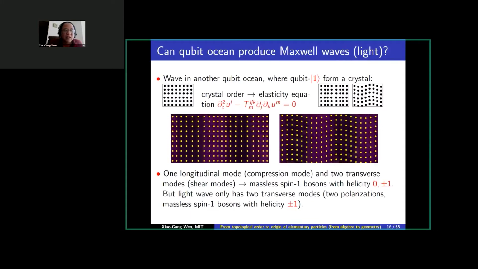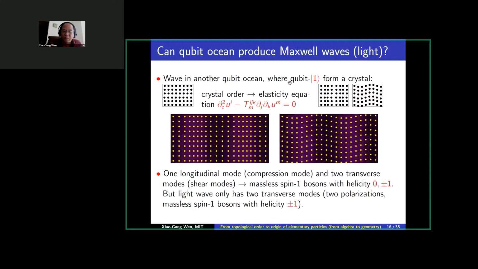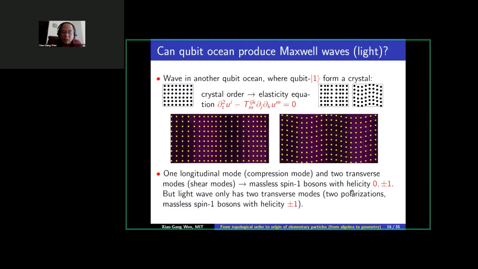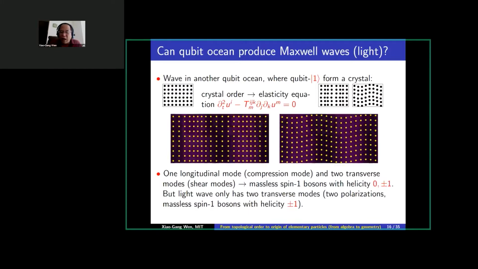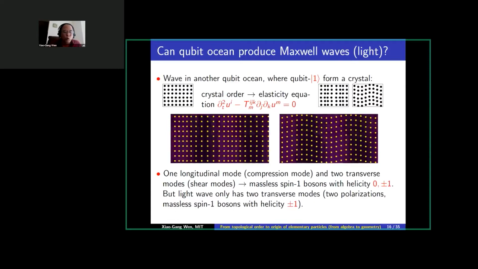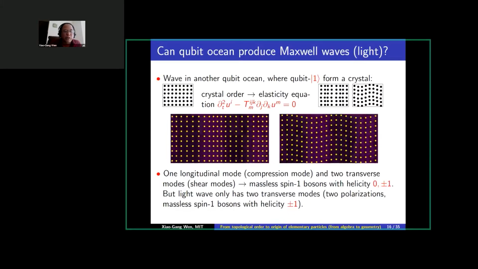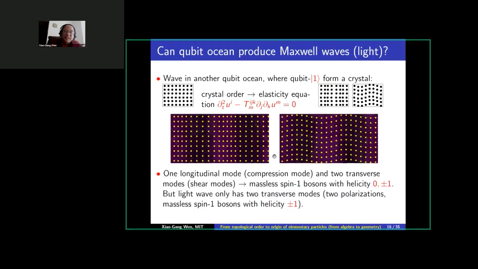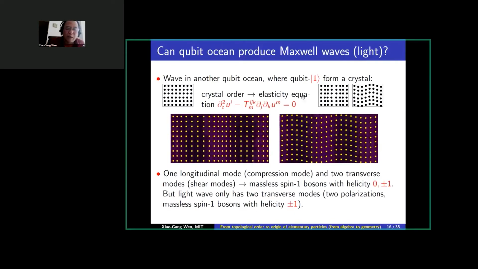This sound wave in the crystal, this is called a sound wave, has a helicity. It's like a spin one boson, but has helicity 0 and plus minus 1. We have this one extra helicity. But the Maxwell equation has only two transverse modes. The sound wave has two transverse modes, but also has an additional longitudinal mode. That's a compression mode. So again, it's kind of close, but not quite there. So we don't know how to get the Maxwell equation. We get the sound wave, but not the Maxwell equation.